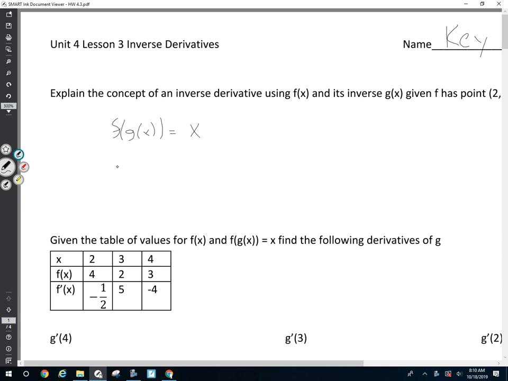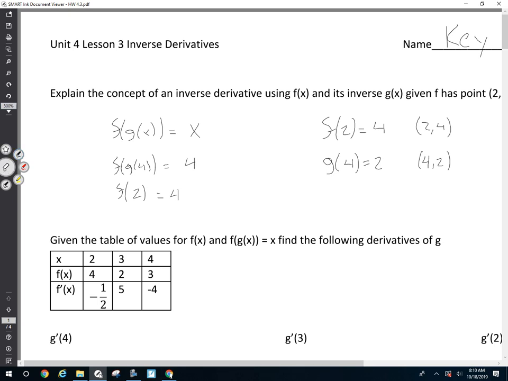So f is going to have the point (2, 4). That means g is going to have the point (4, 2). So f's got (2, 4), g's got (4, 2). You can kind of see that f of g of 4 would equal 4. g of 4 is 2, f of 2 is 4.